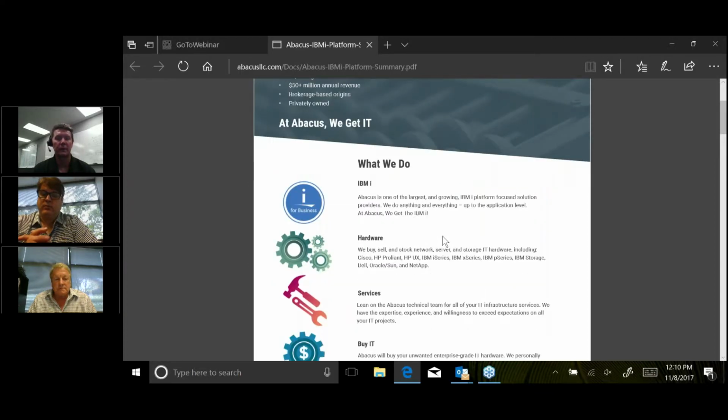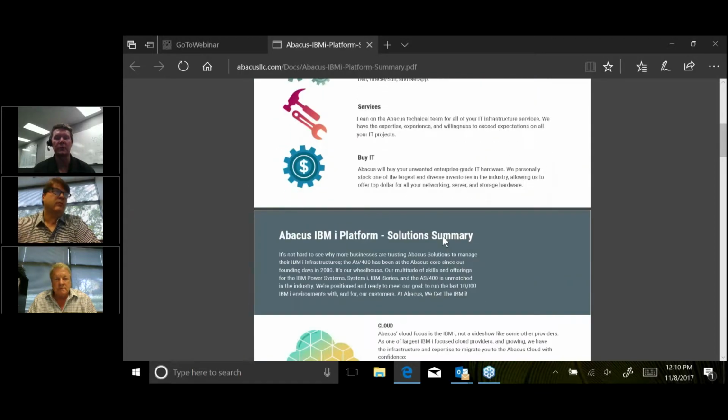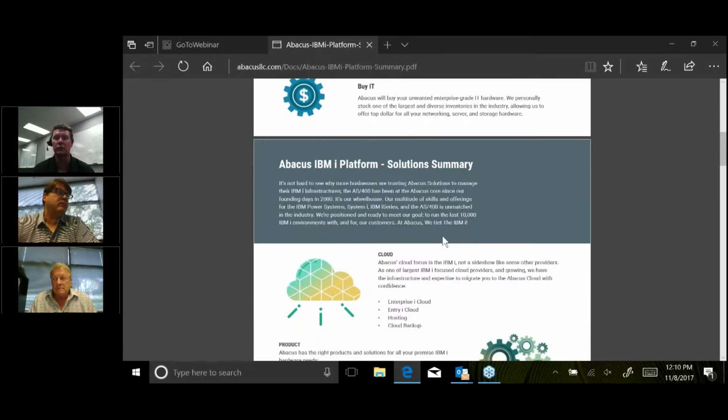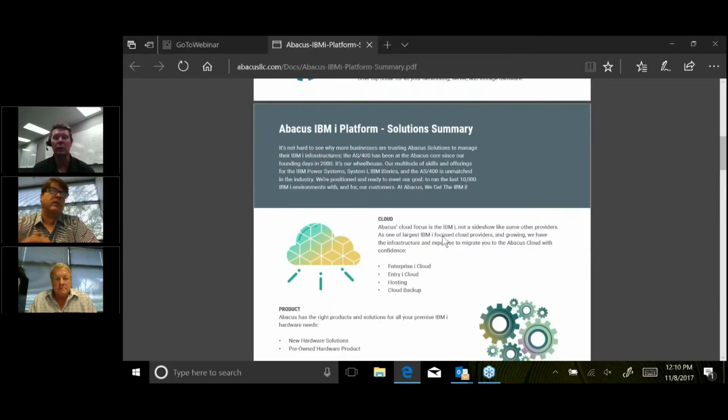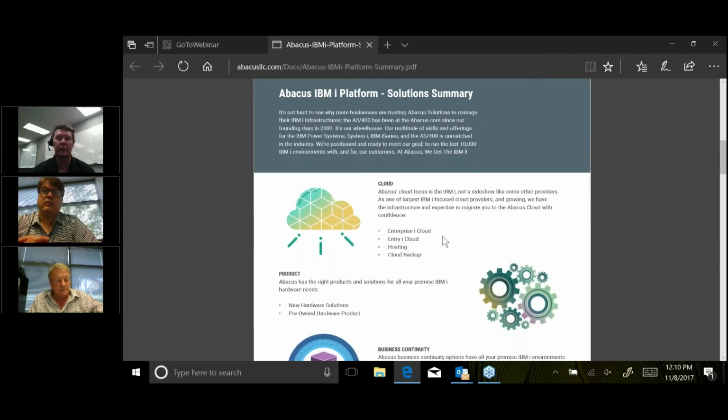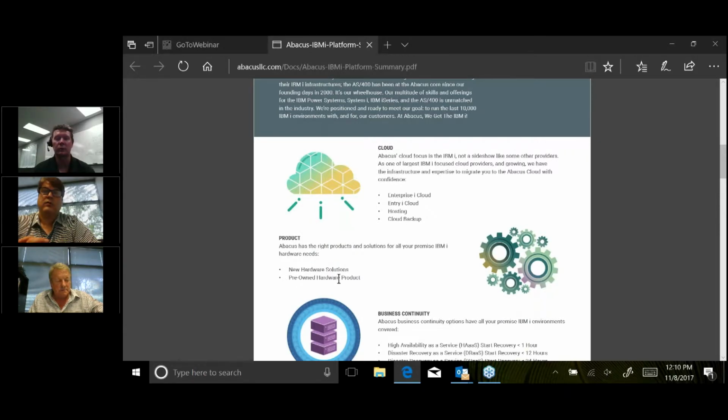So we're really a full solution provider, and we've grown from a traditional broker's background to this full solution provider status. So if I keep going here, really the emphasis of our conversation today, and the relationship and the offerings we bring to the table, is our IBM i platform solution focus. Basically, we argue we do the IBM i better than the rest, and we can do pretty much anything and everything up to the application level. So what does that mean? That means we have cloud, we have product, we have business continuity and services.